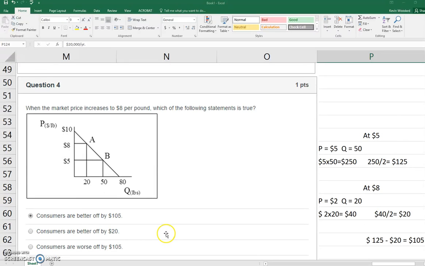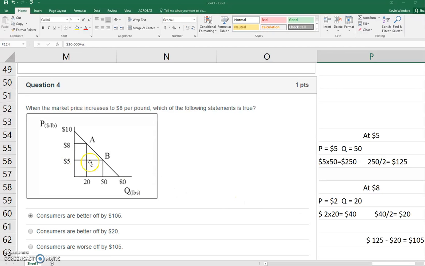We're going to use that same information a little bit differently this time. Now we're going to take a look at the market price increase. It was here, so there was a $5 price before. Now the price goes up to $8 a pound. Which of the following statements is true? Now we're going to be calculating based on $8 per pound.